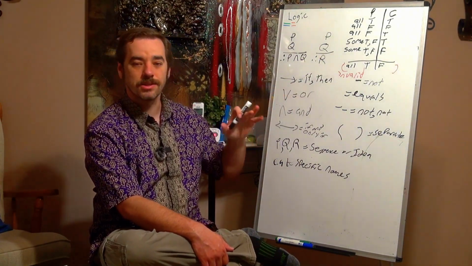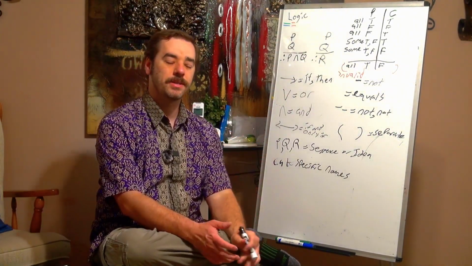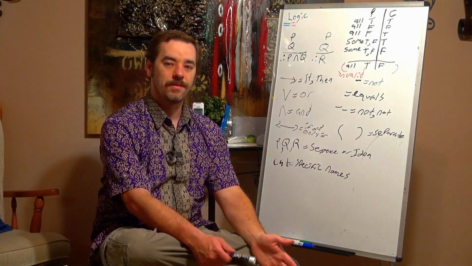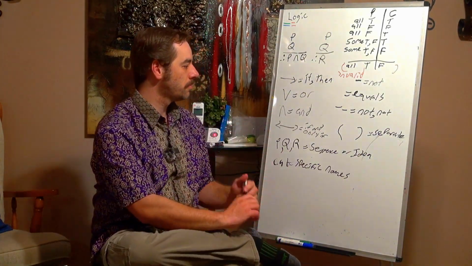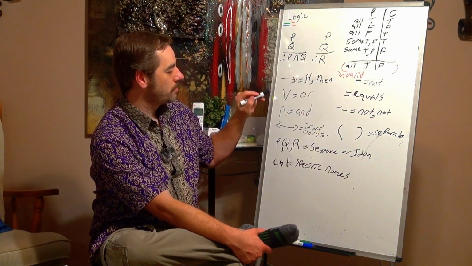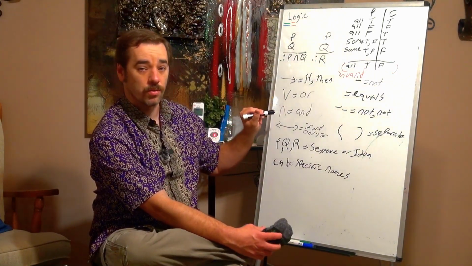That stands for if-then. So if an argument could be set up in an if-then format, you would use the arrow. You've got the caret, or the V, that stands for or.